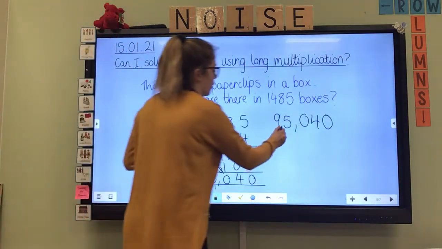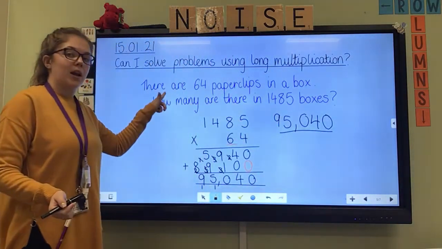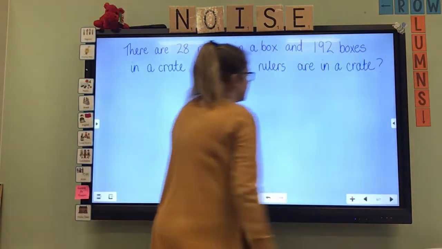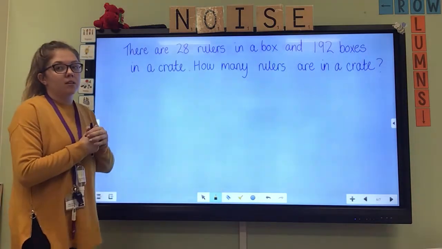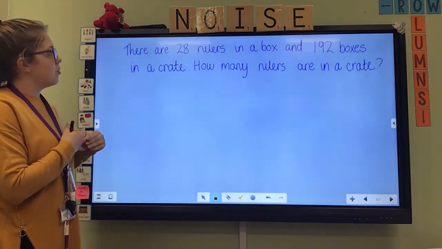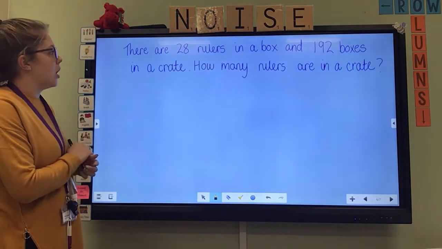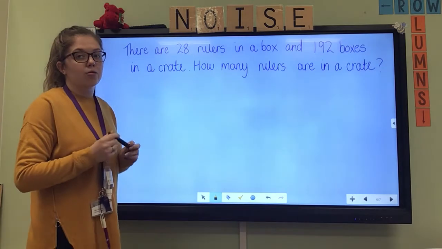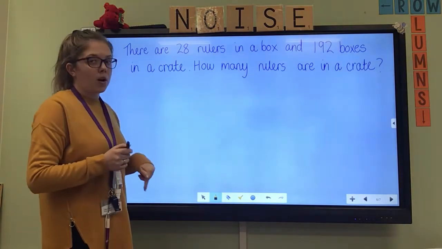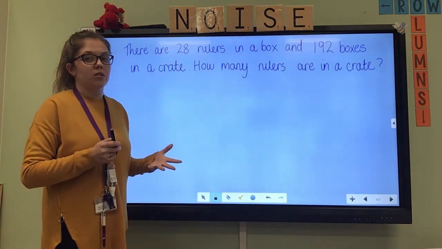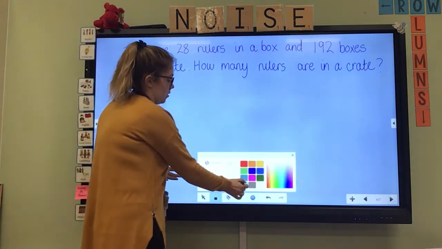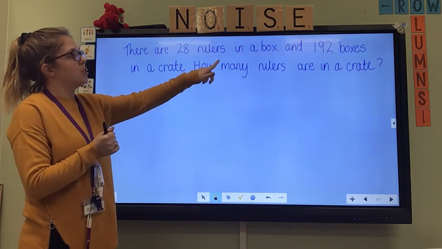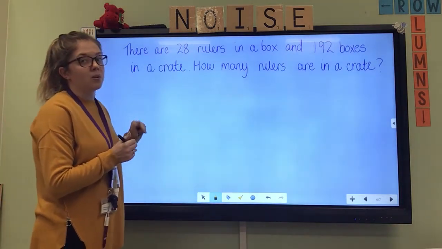Wow. So that's applying our long multiplication to a word problem. One more to do together. And my question this time says, there are 28 rulers in a box and 192 boxes in a crate. How many rulers are in a crate? So first, what number sentence, what sum are we going to do to work this out? And you should all be shouting at the screen. We're doing 192 multiplied by 28.